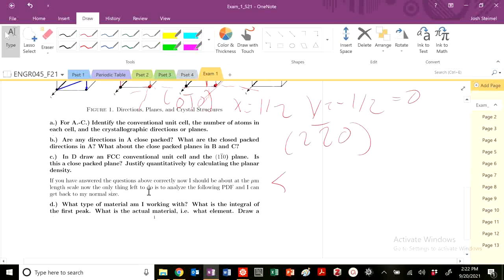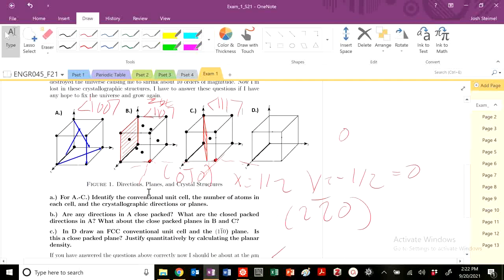In D, draw an FCC conventional unit cell and the 1, minus 1, 0 plane. So let's draw the 1, minus 1, 0 plane. Let's see, where do I get my origin? I'm going to choose my origin right here. And I can go out, out, plus. So I'm going to intersect x here. I'm going to intercept y here.